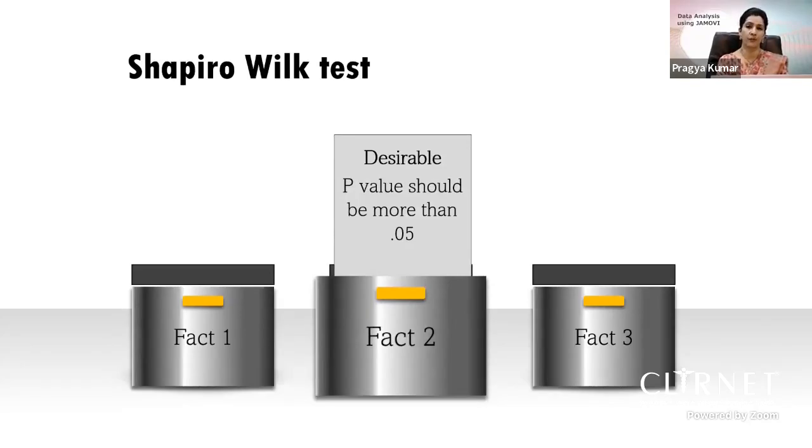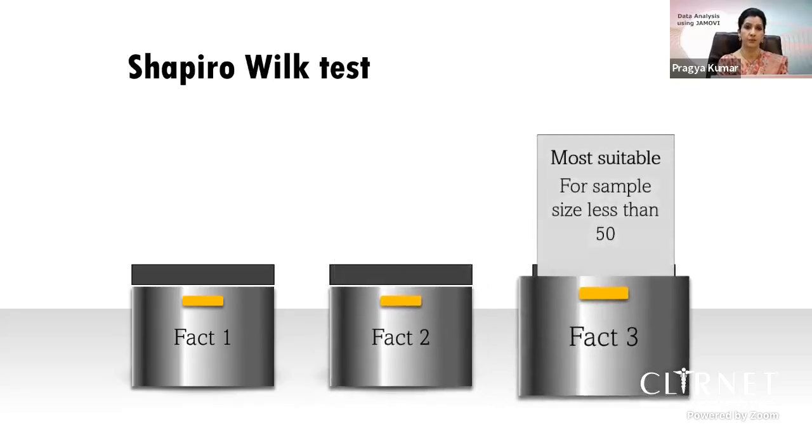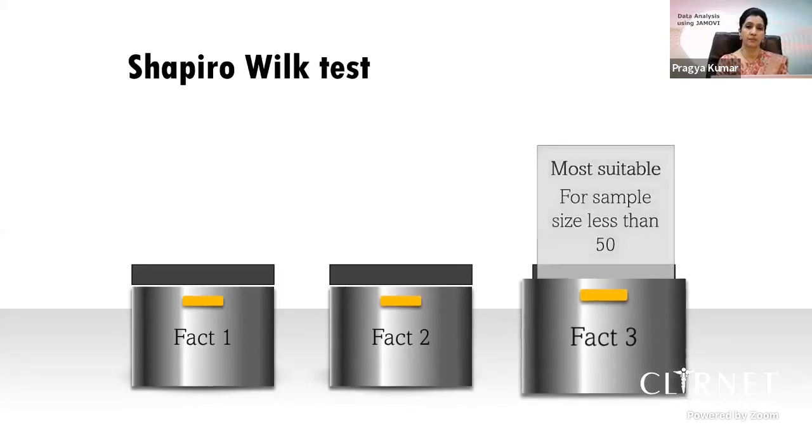Generally, what we always desire is a p-value less than 0.05. But in checking the normality, we always want our p-value to be more than 0.05, because that will say that my data is normally distributed. But again, I said that it is suitable for a sample size less than 50.